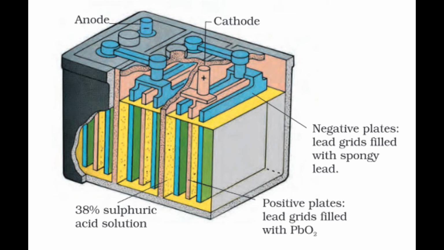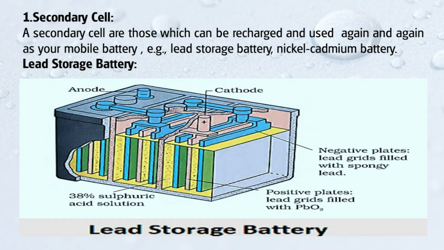Secondary cells are those which can be recharged and used again and again, just as your mobile batteries. They are recharged by passing an electric current through an external source. Lead storage cell is a very common cell which has a long history of usage. It is used in automobiles and inverters.